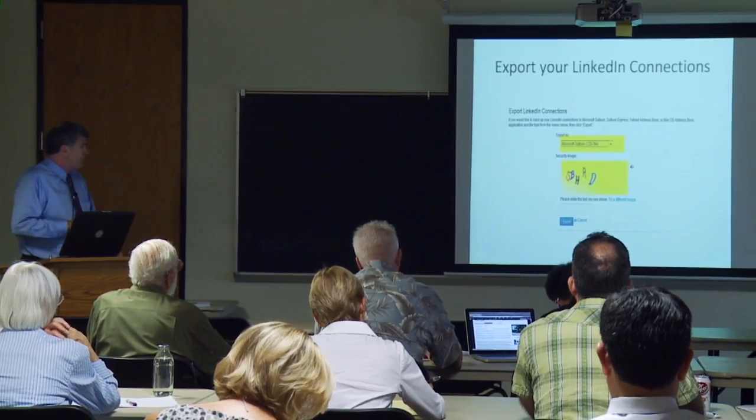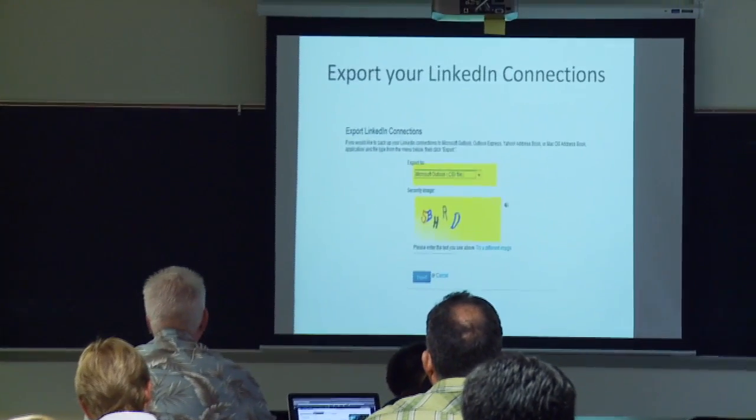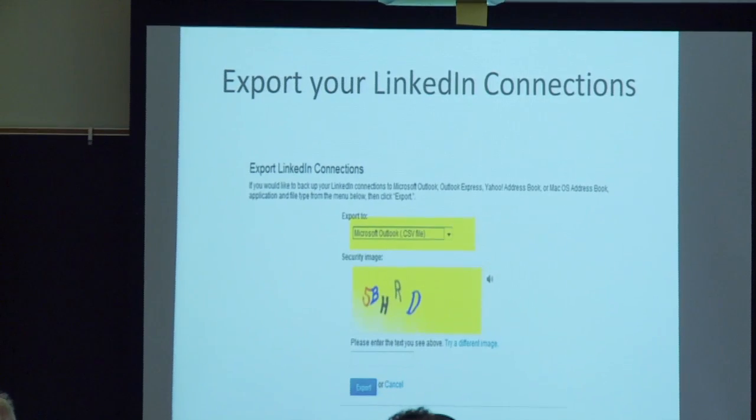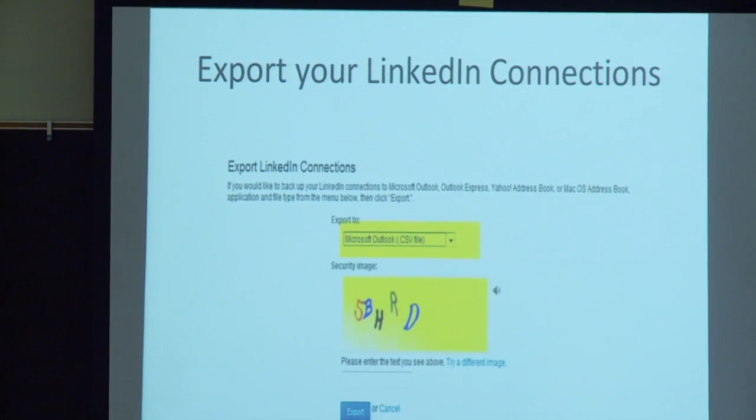And so you can select whatever file that you want. You can choose an Outlook CSV file. You can put it into Excel. You have a few different options for exporting it, and you just simply choose the file format, and away you go.